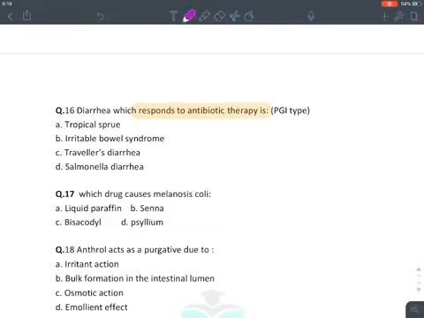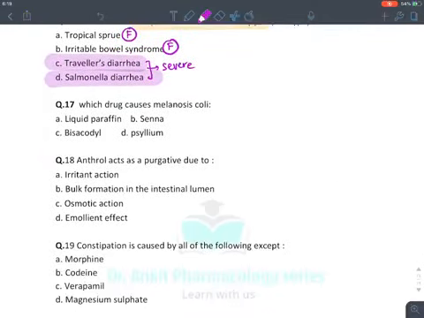Diarrhea which responds to antibiotic therapy is tropical sprue. We have discussed that we should not give antimicrobials in tropical sprue. We should not give them in irritable bowel syndrome. But in severe cases of traveler's diarrhea and salmonella, we give antimicrobials.